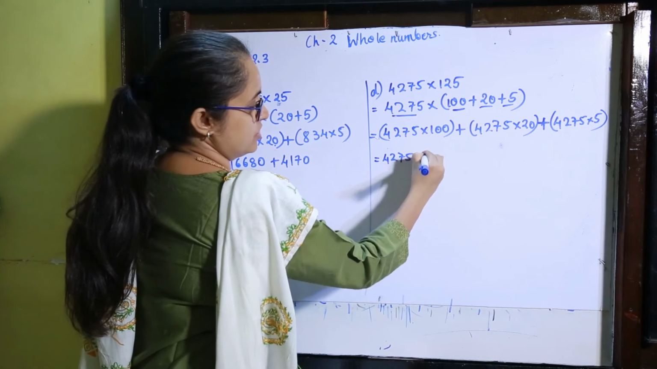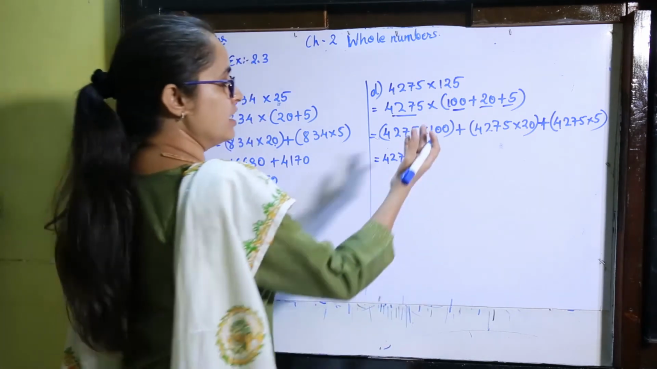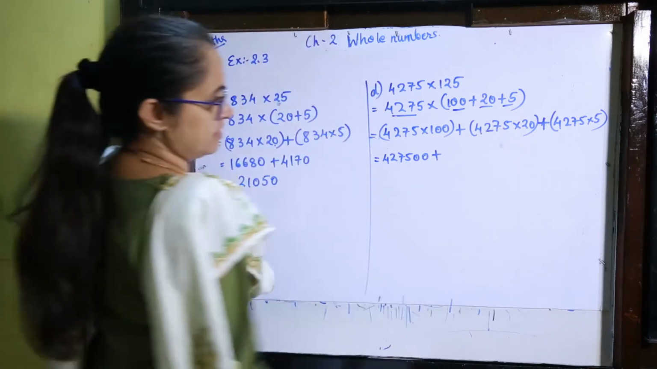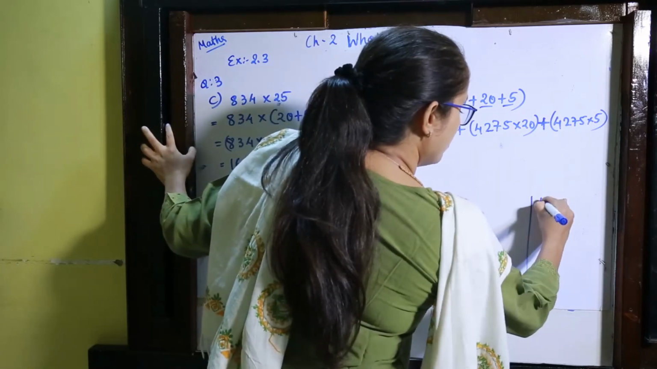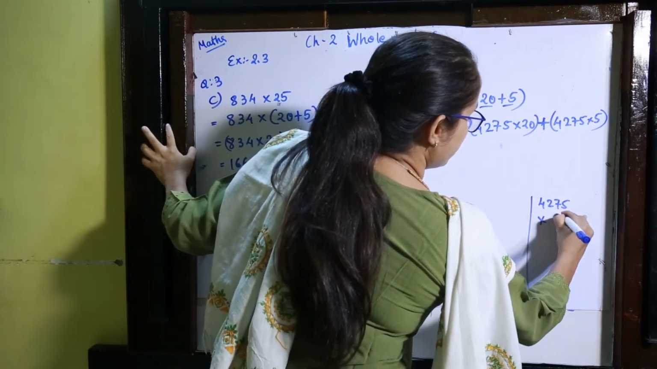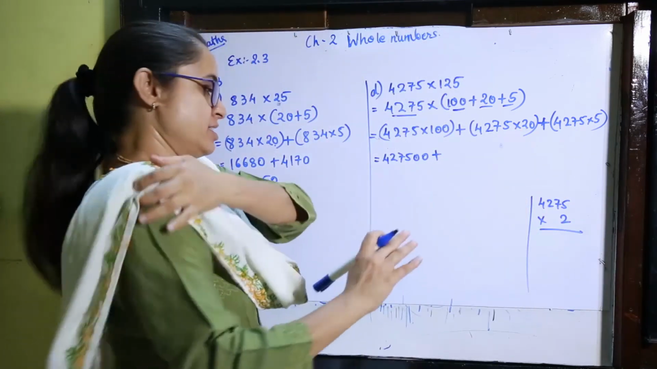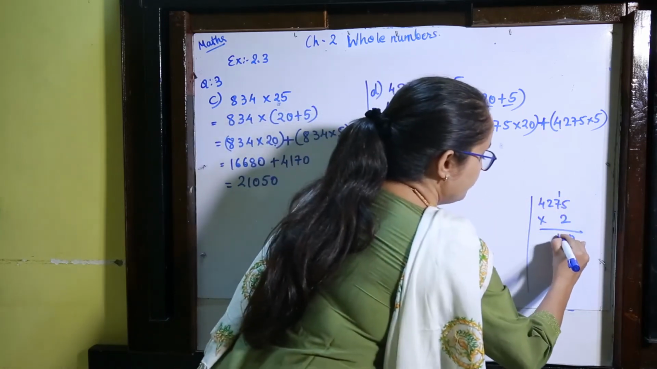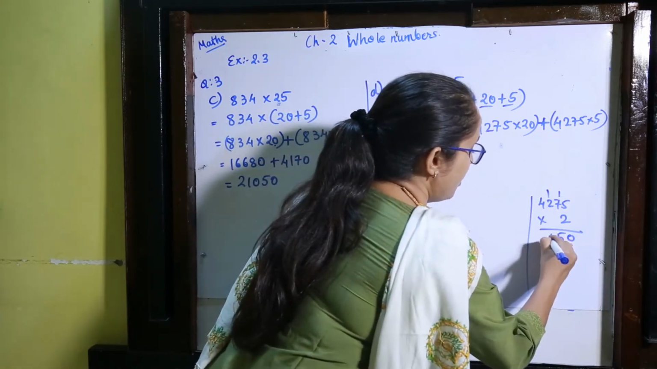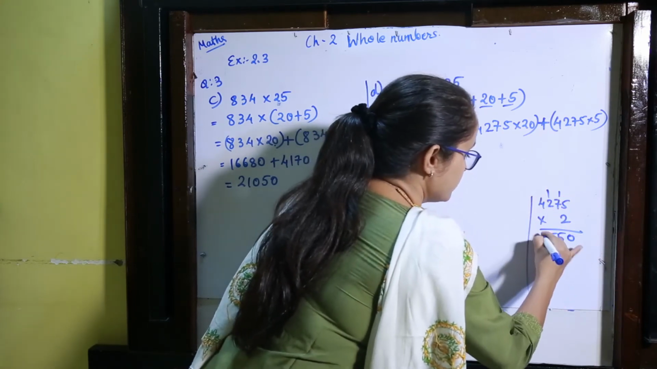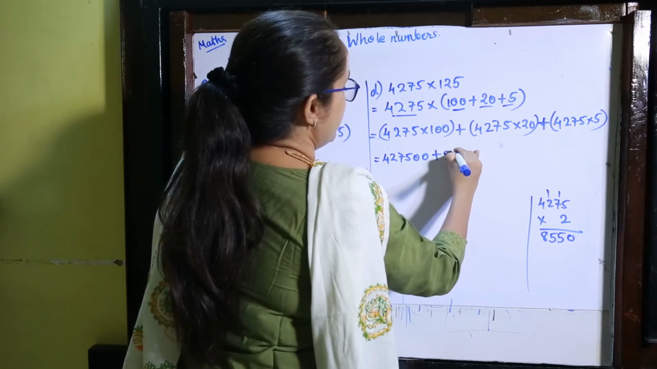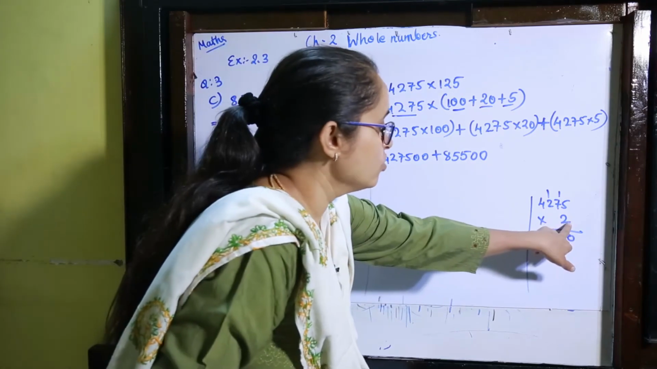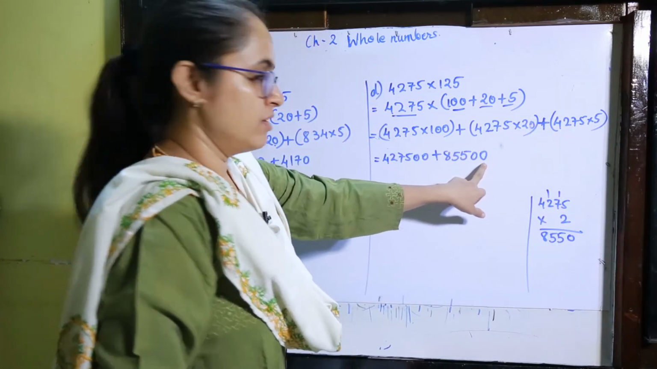4275 and then add 20. Anytime you multiply with the number 10, 100, 1000, you have to add zeros. Now we have to multiply this. 4275 multiply by 2 and then add one 0 at the end. So 5 2s are 10, carry over 1, 7 2s are 14, 14 plus 1 is 15, carry over 1, 2 2s are 4 plus 1 is 5, 4 2s are 8. So 8 5 5 0 0, because there is one 0 from the 20 and we add that 0 here. That's the number.